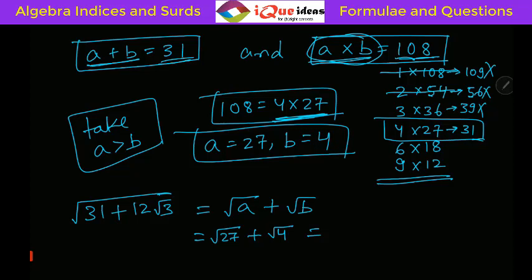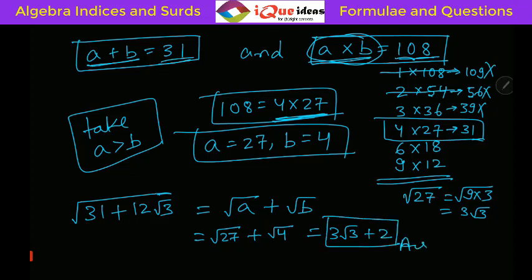Now root of 27 is 9 into 3. Right? Root of 27 can be taken as root of 9 into 3. So root 9 is 3, and root 3 will remain as it is. So it is 3 root 3 plus 2. So the answer of this question is 3 root 3 plus 2. Alright, so this was a really good question.